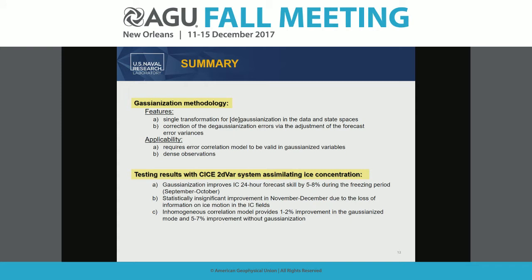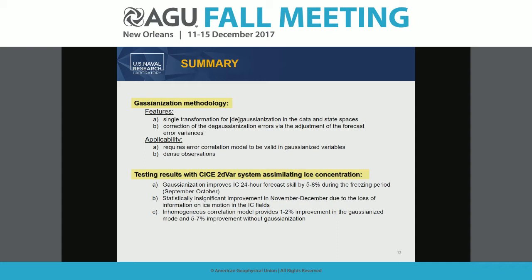And finally, regarding the summary, our Gaussianization methodology was a bit different from the traditional ones, because we did not have ensemble information, and besides, we were confined to using the operational correlation model based on heuristic modeling of the correlation. So we could not transform the correlation model into Gaussianized space and vice versa.